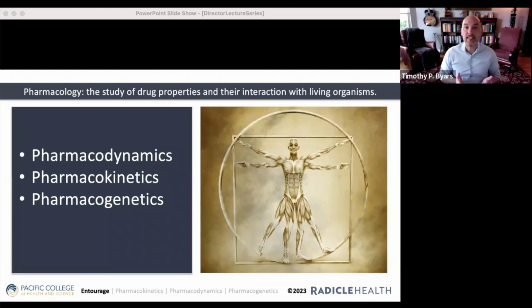And then lastly, pharmacogenetics. This is the study of genetic differences that affect individual responses to drugs. We can look at genetic differences that are specific to enzymes, messengers, neurotransmitters, receptors, and metabolic pathways. All of these things can impact the therapeutic effects and adverse effects that are experienced by an individual patient.